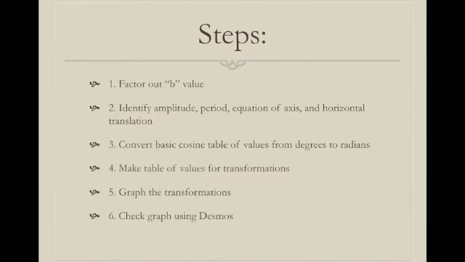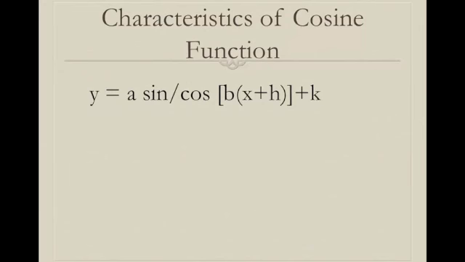Here are the steps to complete the question. First, we need to factor out the b value of our equation. Secondly, we need to identify the amplitude, period, equation of axis, and horizontal translation. Third, we need to convert the basic cosine table of values from degrees to radians. Fourth, we need to make a table of values for transformations. Fifth, we need to graph the transformations. And finally, we need to check the graph using Desmos.